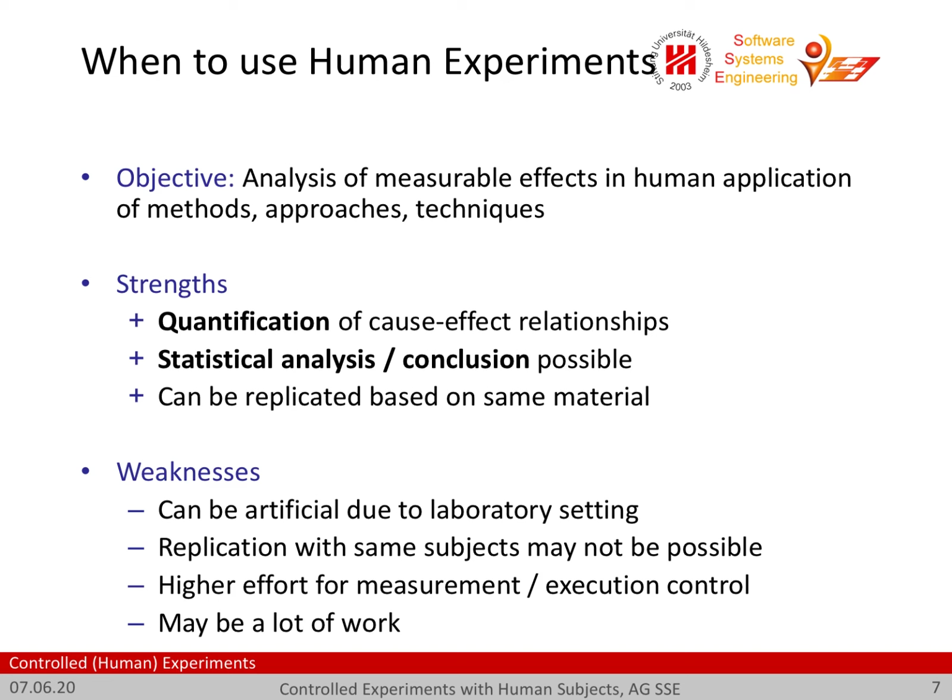In general, replication with the same subjects is not possible. The reason is simply learning effects. You can control for them to some extent, but not fully. Also, expectation biases and other issues may negatively influence how people deal with the situation and the kind of results that they show. There's also pretty high effort for the measurement and for the control of the execution.